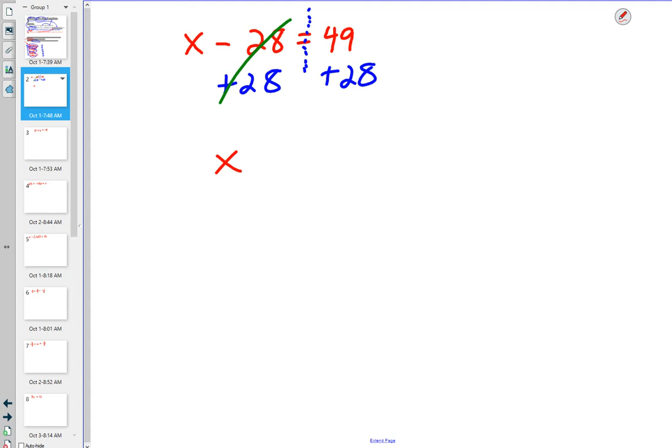Radical 77? Facts. It is 77. Why didn't you just say that in the first place? It's like a minute of my life that I'll never get back.